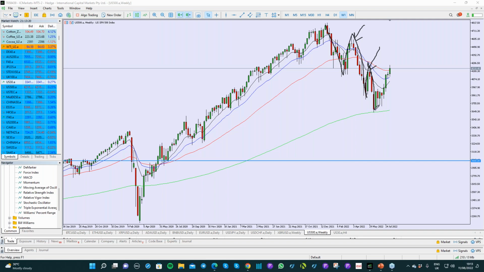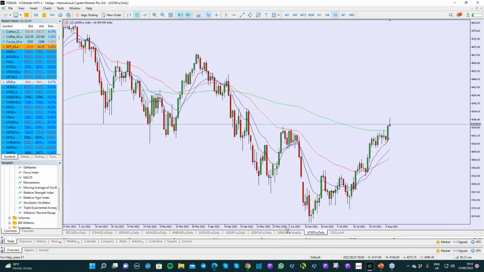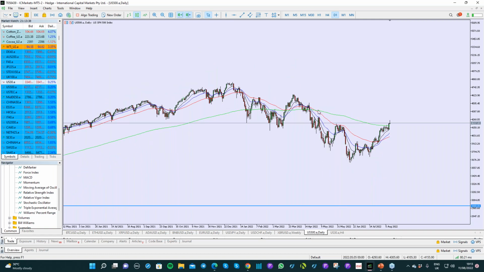What does that mean for trading? Well, I rarely actually trade on the weekly time frame. I would go down to the daily time frame, and on the daily time frame, I would be looking for my entries. And this is where potentially we can really start drilling into the candlesticks for finding entries.